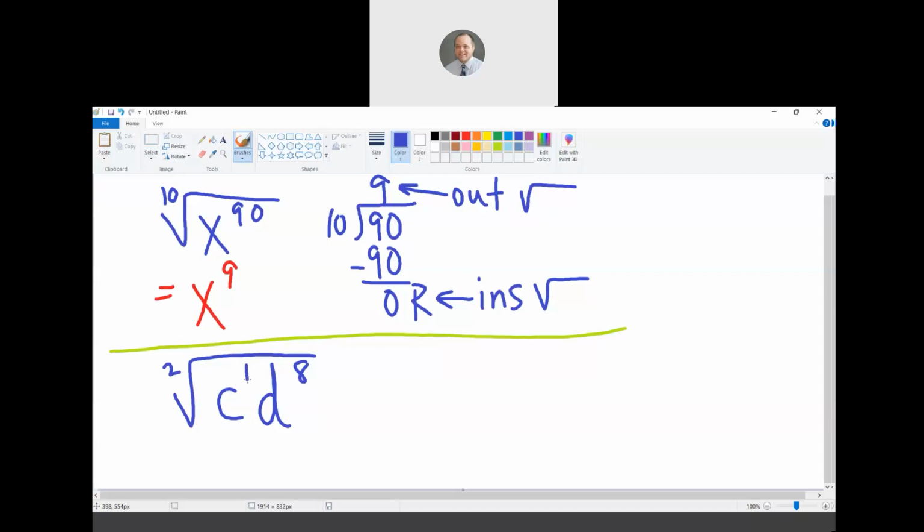Now, if your exponent is less than your given root, then you don't have to do anything at all to that letter. So that c stays under the radical sign.